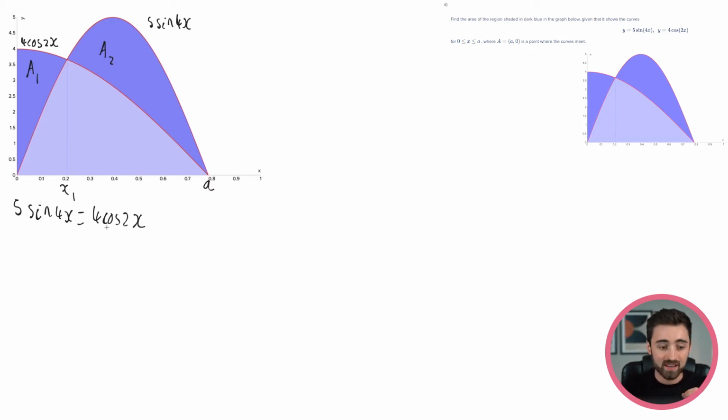At this point, I can't do that, because I'd have a sine of 4x over cos of 2x, which doesn't really mean anything. So the first thing I need to do is somehow break this down so I get it into 2x's. I'm thinking of the double angle formula here.